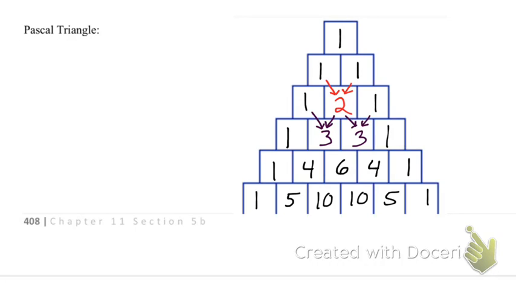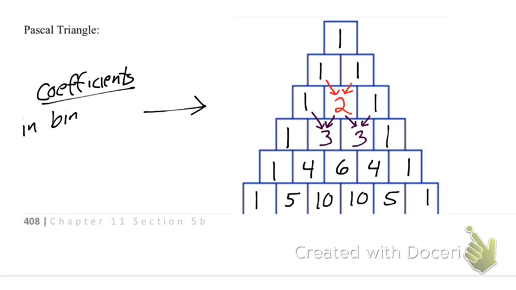How do these numbers compare to our coefficients? They're the exact same. So if we put Pascal's triangle along with what we learned from those questions, we actually know how to do any binomial expansion no matter how big or how small. So I just want to put here that these are the coefficients in a binomial expansion.